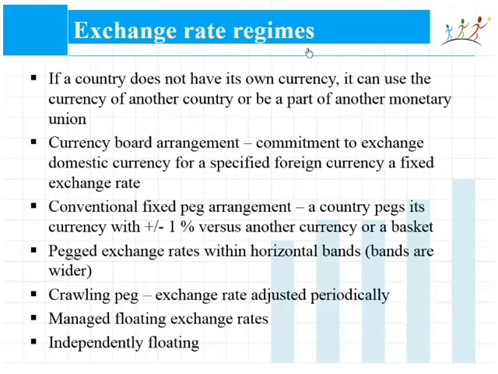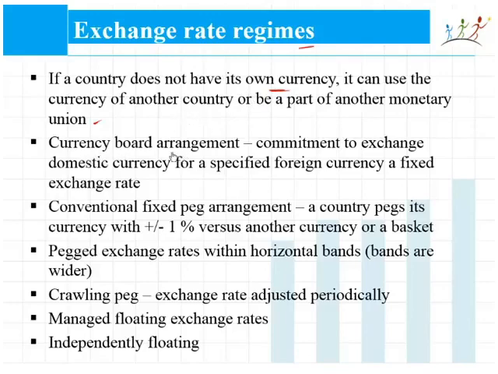Now, various exchange rate regimes exist. If a country does not have its own currency, it can simply use the currency of another country or be a part of another monetary union. So if you don't have a currency, you can just use the US dollar or the euro as your currency. It's just the monetary policies of that currency and of that country that will impact the value of your currency as well. So it's not necessary to have a currency of your own. You can simply use the currency or be a part of another monetary union also. So these are the various exchange rate regimes that possibly exist or do exist.